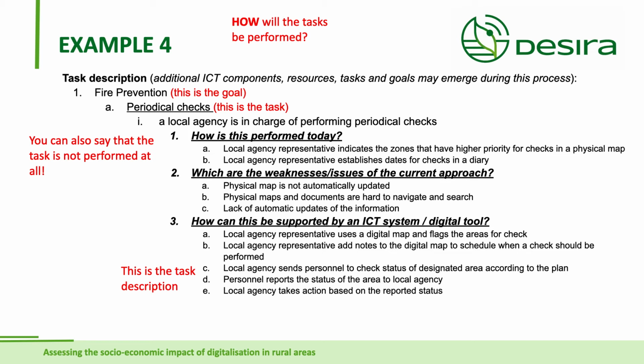Today, the local agency representative indicates the zones that have a higher priority for checks in a physical map, and then the representative establishes dates for checks in a diary. Which are the weaknesses or issues of the current approach?